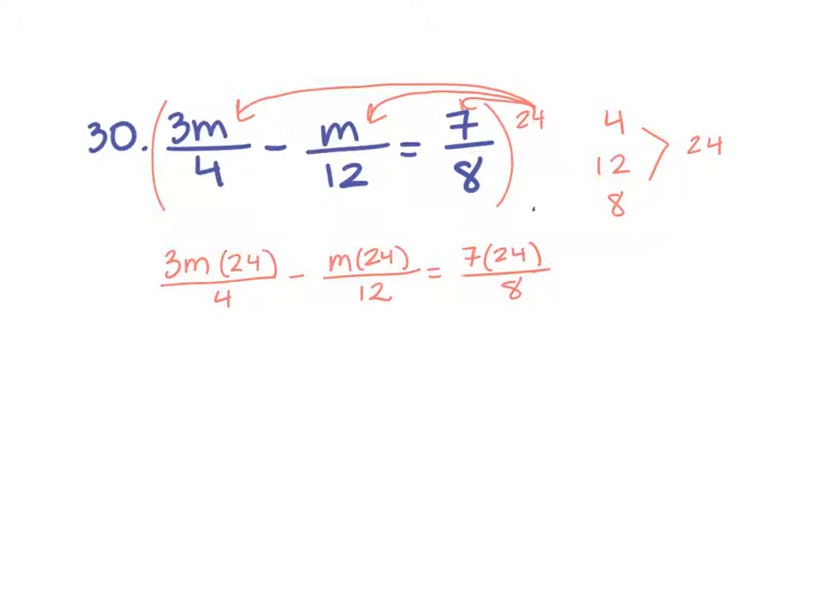From here, before I start combining like terms, I'm going to simplify everything I can. I notice that the 4 goes into 24 6 times in the first term, so I end up with 3m times 6.